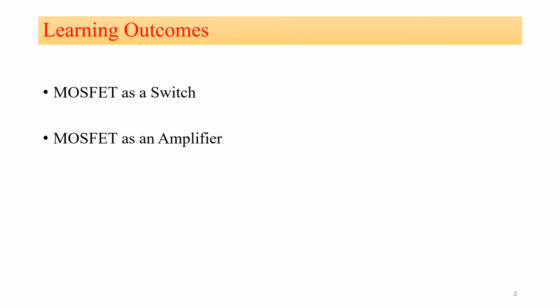Now the learning outcomes. After studying this topic, the student will be able to understand how to use our MOSFET as a switch, which will be either an on switch or an off switch, and similarly how to use our MOSFET as an amplifier.